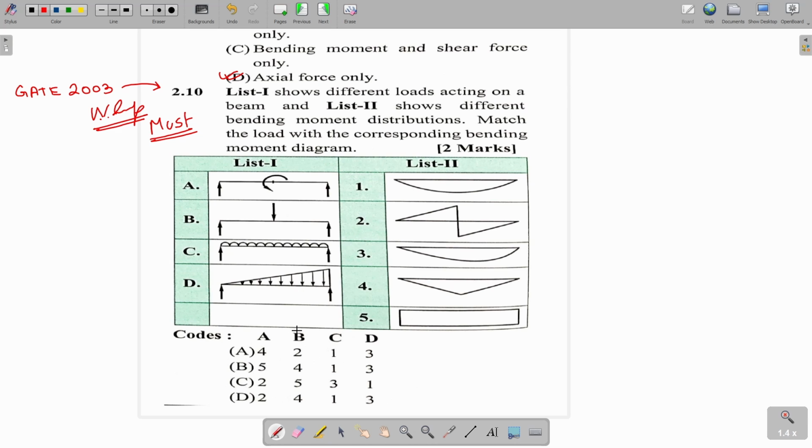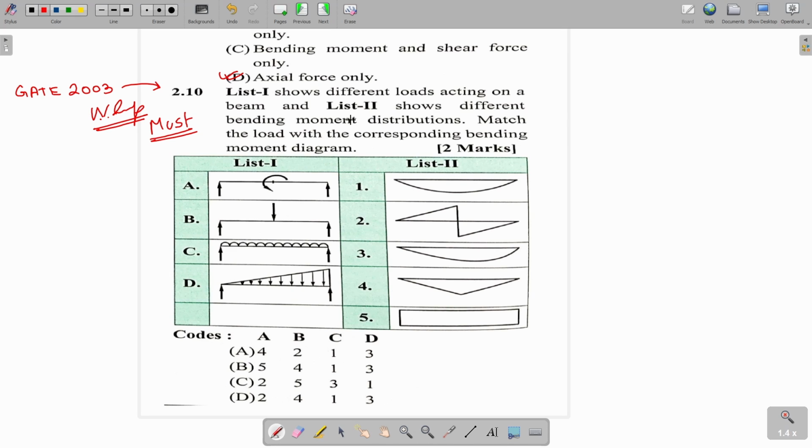It is not that tricky a question, but still it's an important one. The question is given as: List 1 shows different loadings acting on the beam. This list 1 contains all the different types of loading acting on the same beam, and list 2 shows the bending moment distribution. Match the load with the corresponding bending moment diagram.